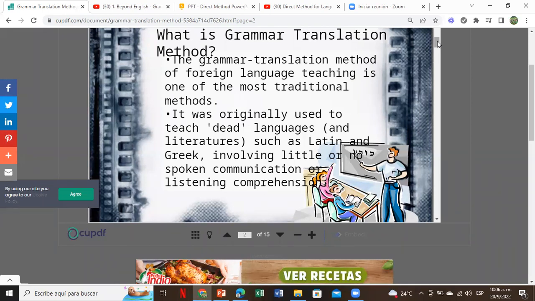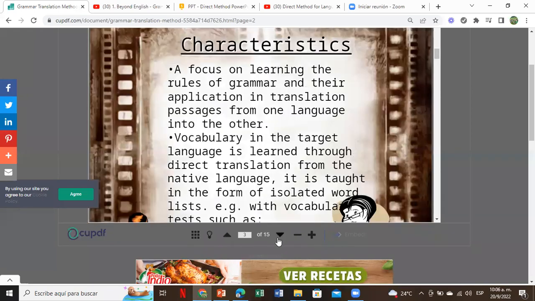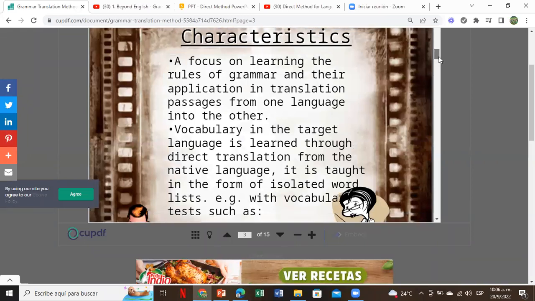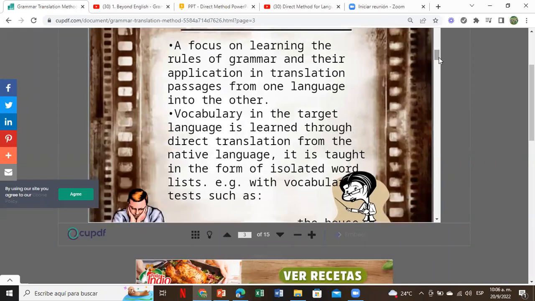pepeshka, etc. It was originally used to teach dead languages and literature such as Latin and Greek, involving little or no spoken communication or listening comprehension. Its characteristic is a focus on learning the rules of grammar. Well, in my case, I use the grammar translation method, but according to my own style.